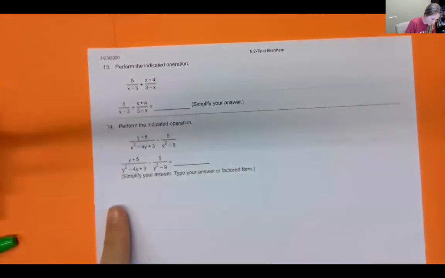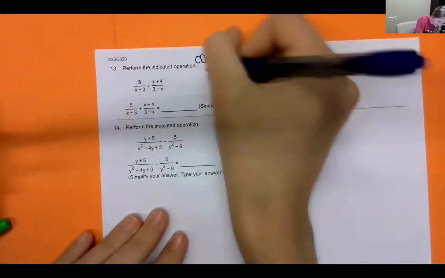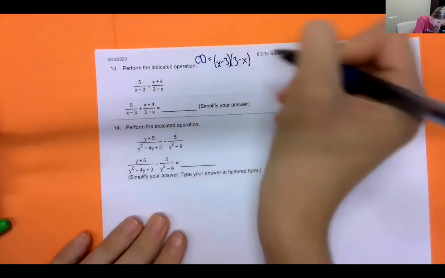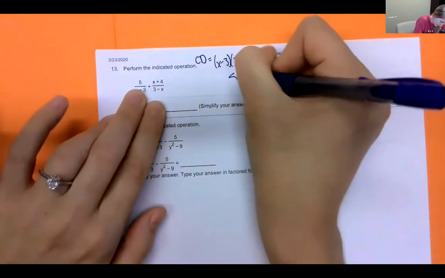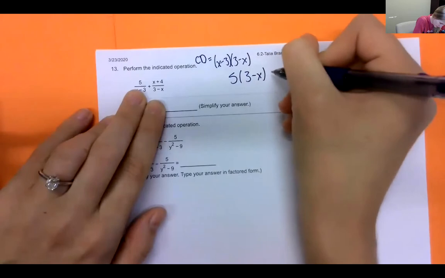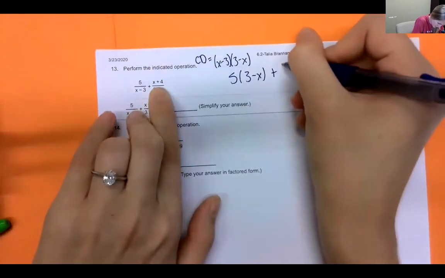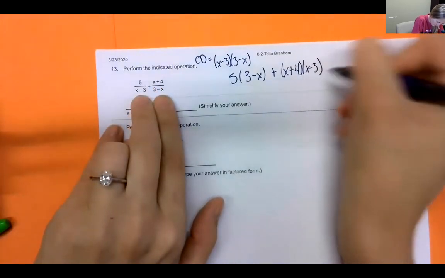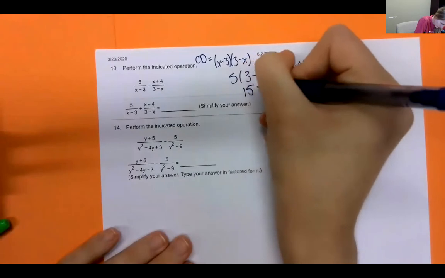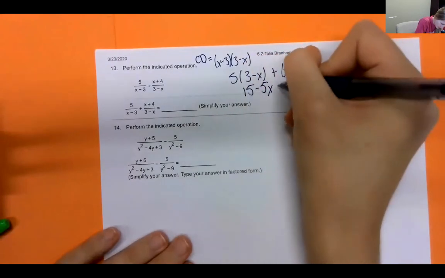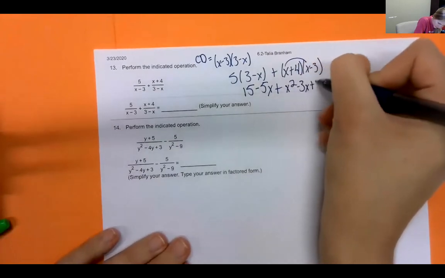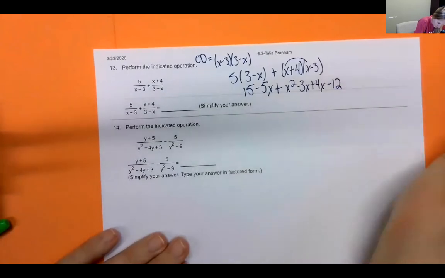Okay, so we got to find our common denominator first. And it's going to be x subtract 3 times 3 subtract x. So I'm going to have 5 times 3 subtract x plus x plus 4 times x minus 3. So 15 subtract 5x plus x squared subtract 3x plus 4x subtract 12.